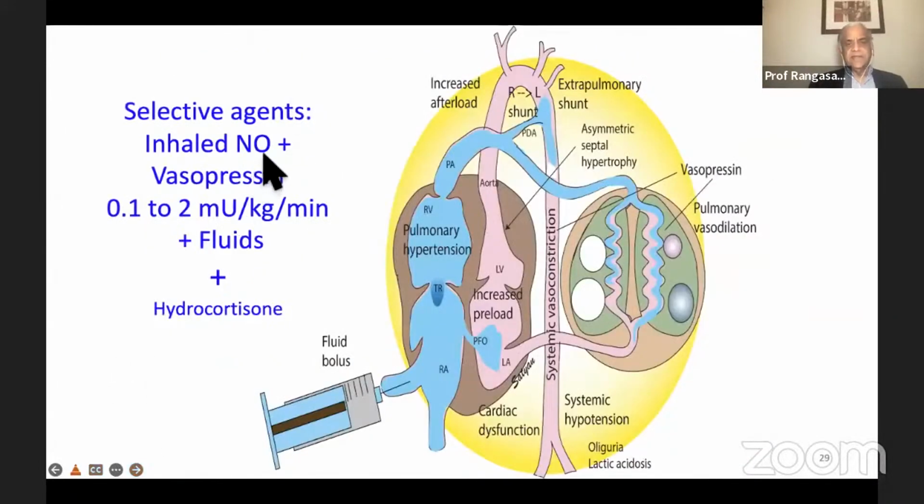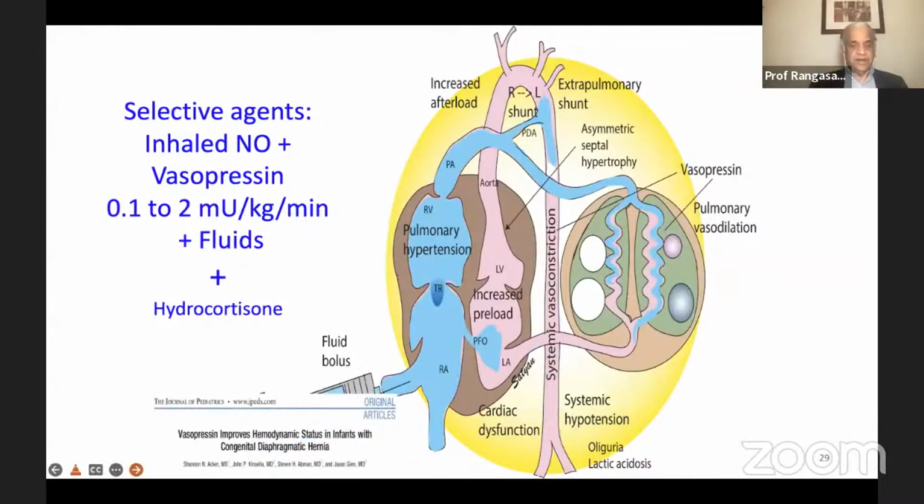Again, inhaled nitric oxide plus vasopressin, this is the dose used in some studies, 0.1 to 0.2 milliunits per kilo per minute. Vasopressin is ADH, so they may develop urinary retention and dilutional hyponatremia. So you want to watch for sodium levels and decrease the fluid intake in anticipation of decreased urine output.